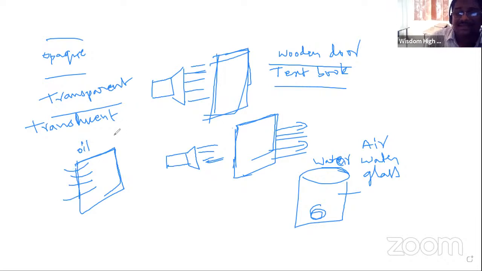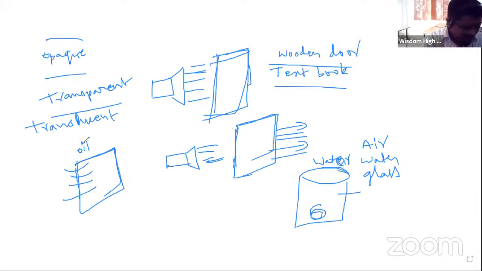For example, take window glass. You can identify what we fix with glasses in the windows. How is it translucent? It may not allow light rays fluently. It can allow light rays only partially.